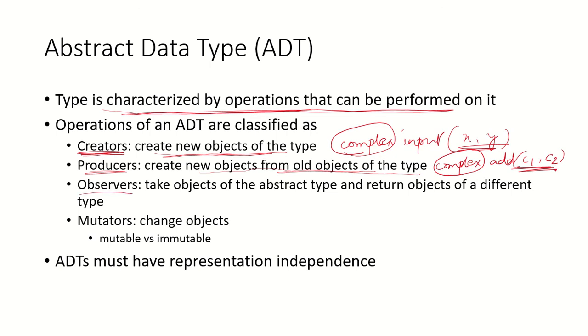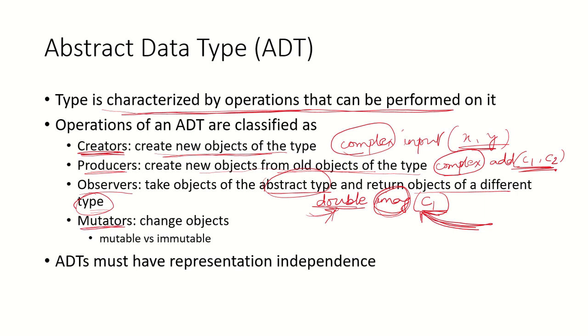What are observers? They take objects of the abstract type and return objects of a different type. Suppose we have a function like double imaginary c1. Here I am taking the complex number and retrieving the imaginary part of it, which is of double data type. So I am taking an object of the abstract type and returning an object of a different type: a variable of complex type in, and a variable of double type out.